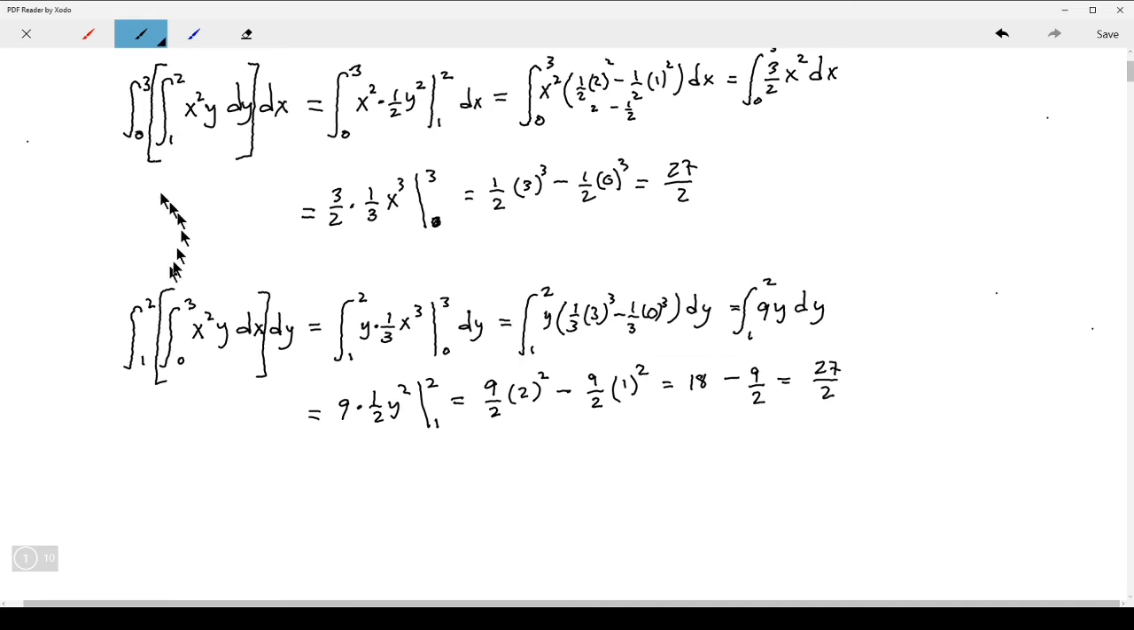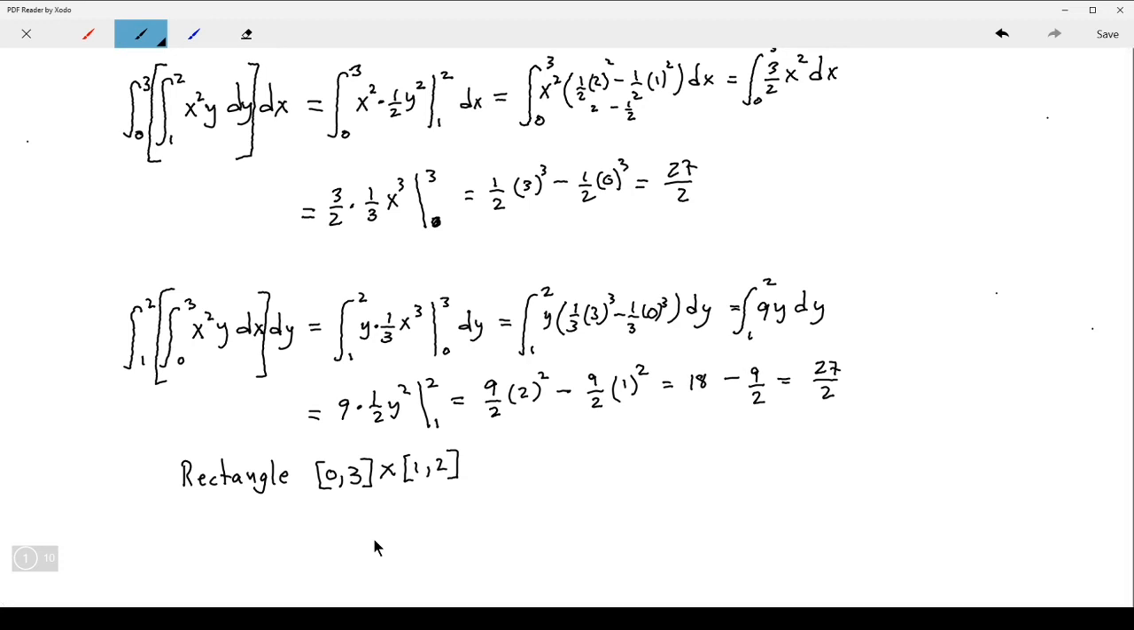All right, so the rectangle, just to get you used to this notation, that we are integrating over, we would write this way: x goes from 0 to 3, by y, which goes from 1 to 2. So you'll see some problems written like this, where they give you the rectangle, and you have to decide on the bounds. All right, so we have a theorem.